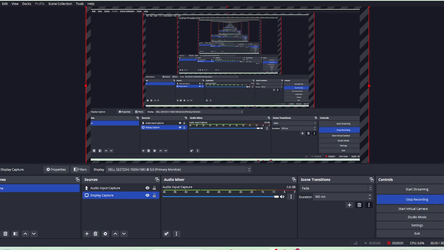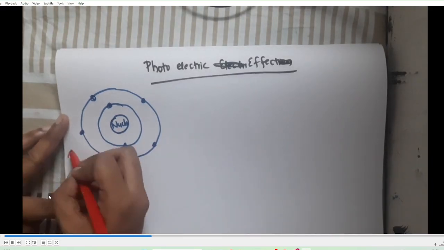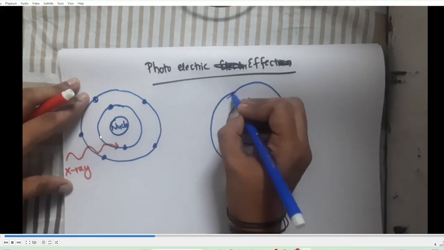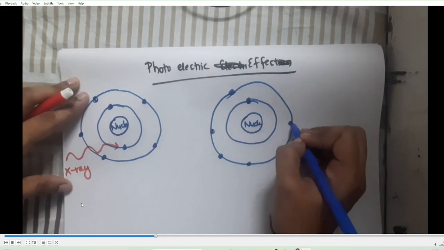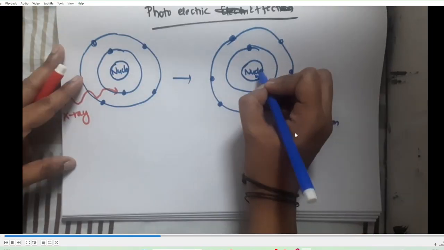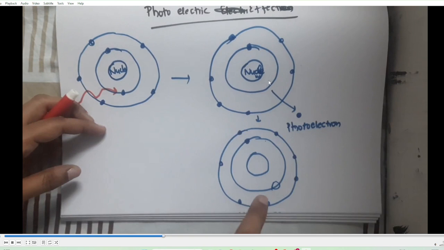Hello friends, let us now learn some important points about the photoelectric effect. When an incident photon with little more energy than the binding energy of K shell electrons strikes one of the electrons, this X-ray photon will eject the electron from its orbit. The photon will completely disappear, giving all its energy to the electron.